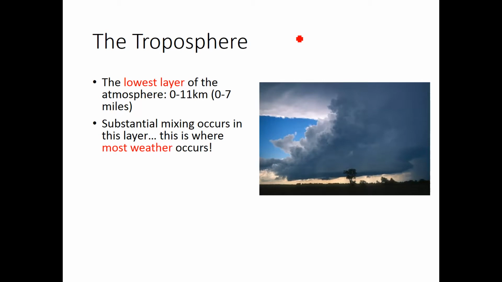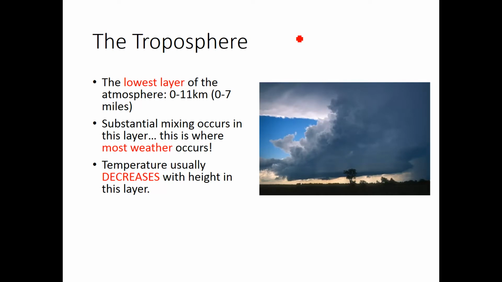And this happens due to temperature imbalances, which leads to pressure imbalances. We'll talk more about that when we talk about dynamics, but this is where all of this mixing happens, all of this turbulence happens. And so this is where our weather occurs. It occurs in the troposphere. In the troposphere, temperature usually decreases with height.